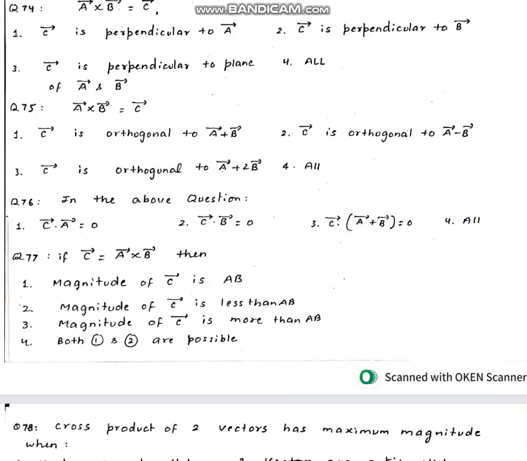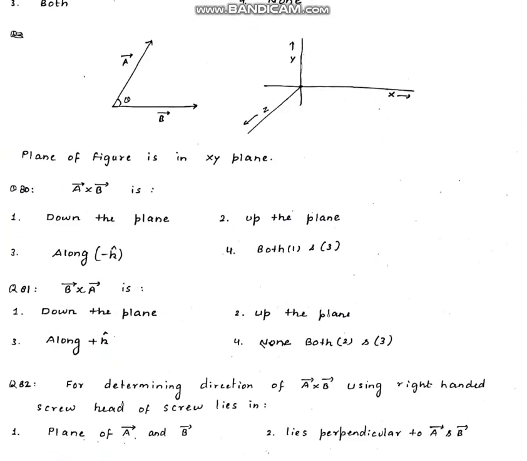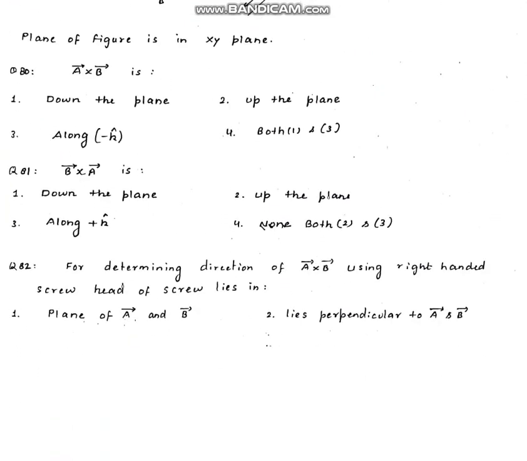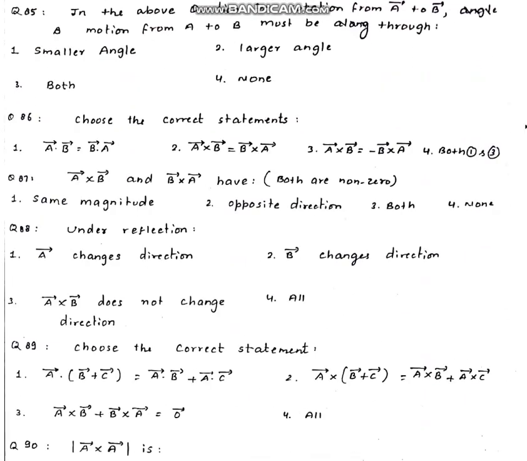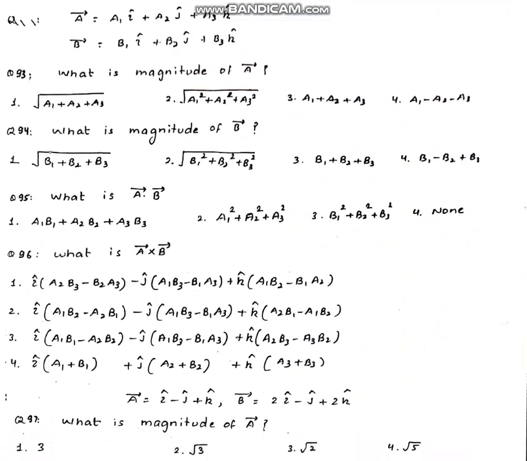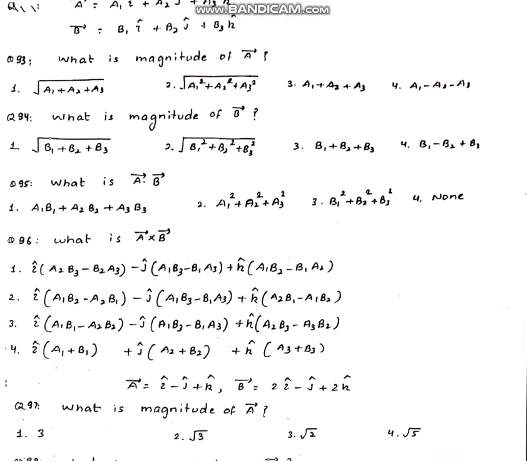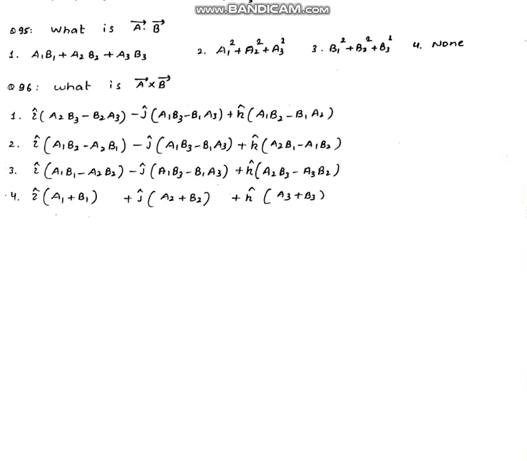Next is vector product. We are asked some properties of vector product. Then the direction of the vector product. Then the right hand screw rule. Then we have questions based on some properties of the cross product. Then we are given a numerical based on two vectors, and we are asked their magnitudes, a vector, b vector, then a dot b, then a cross b. Then a numerical problem on that.